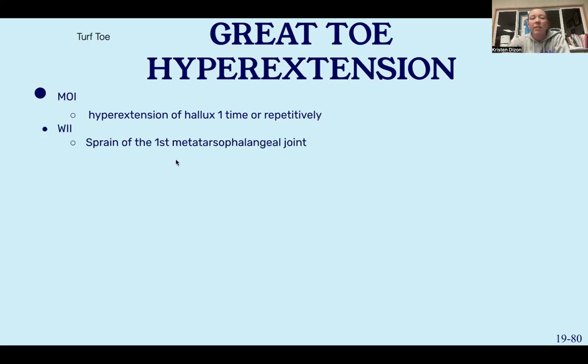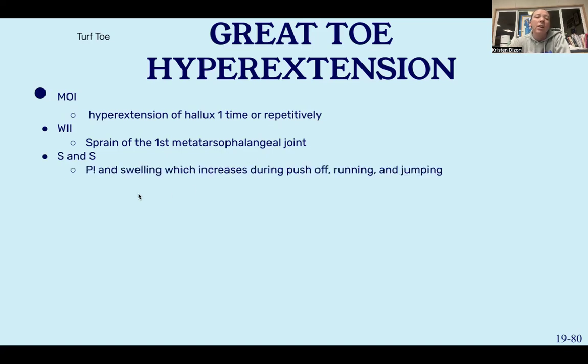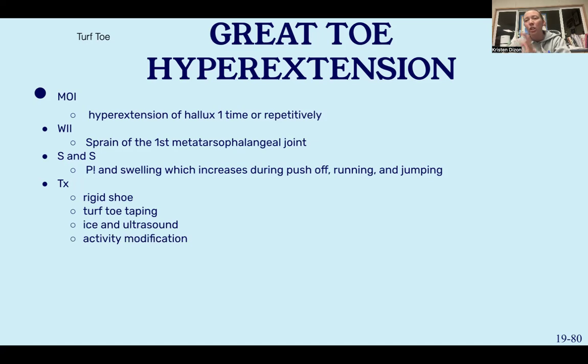What is injured? It's a sprain of the first metatarsophalangeal joint, where the metatarsal meets the phalanx. You're going to have pain and swelling, which increases during your push off, running, and jumping. And for treatment, you want to use a rigid shoe so your foot can't hyperextend as much. I can do turf toe taping, which is taping on the plantar side of my foot to keep myself from hyperextending too much. I can use some ice and ultrasound, and I mainly just need to modify my activity. Don't do as many push-off activities, and hopefully you'll be okay.